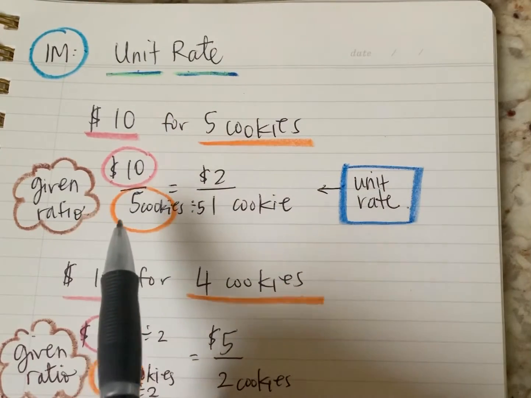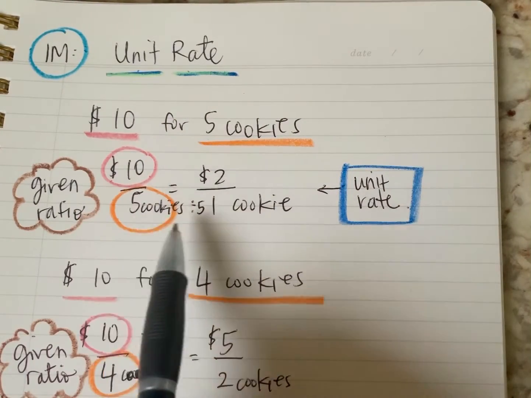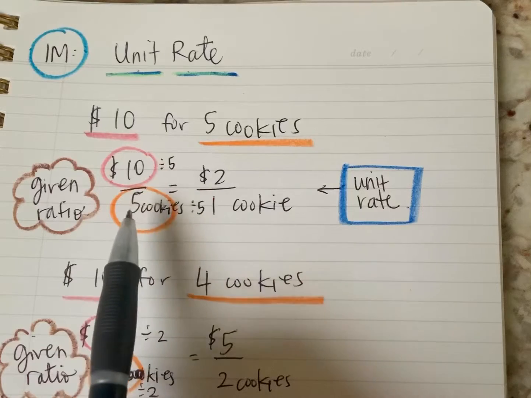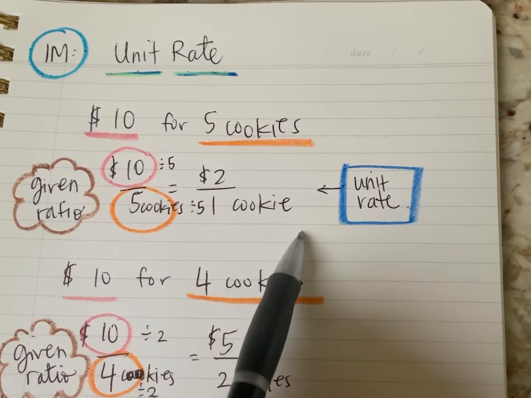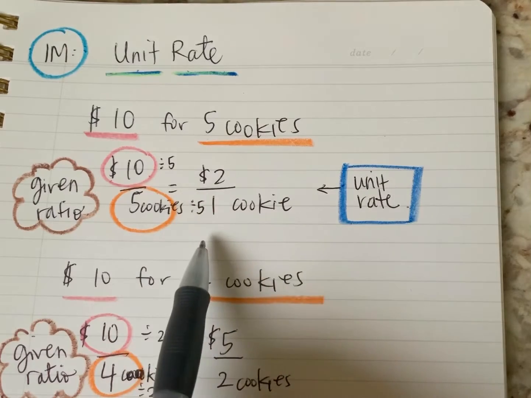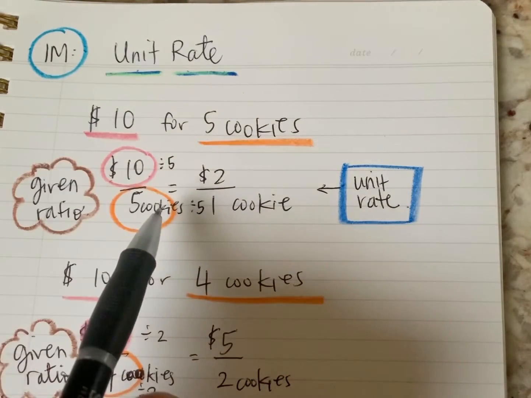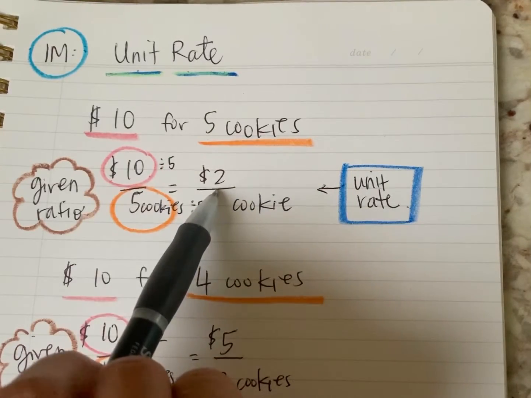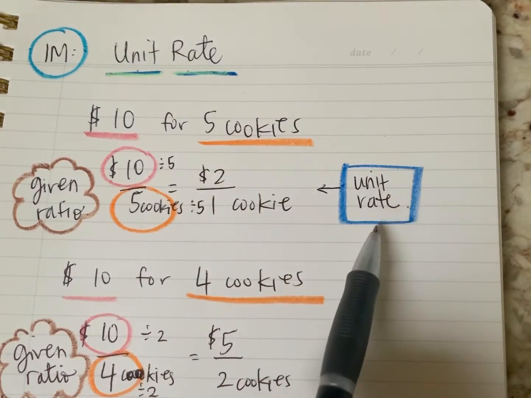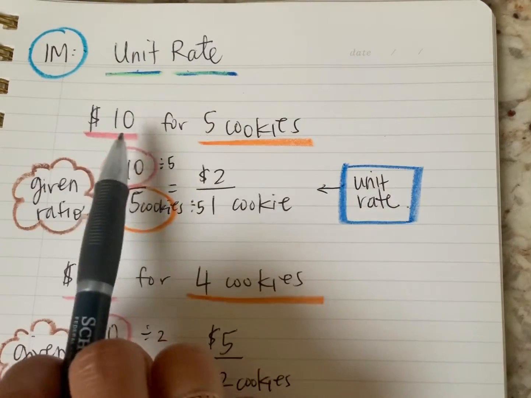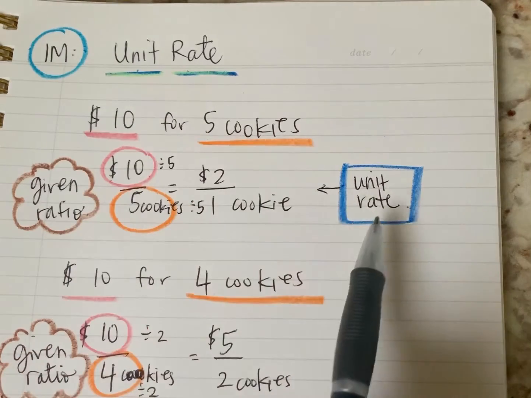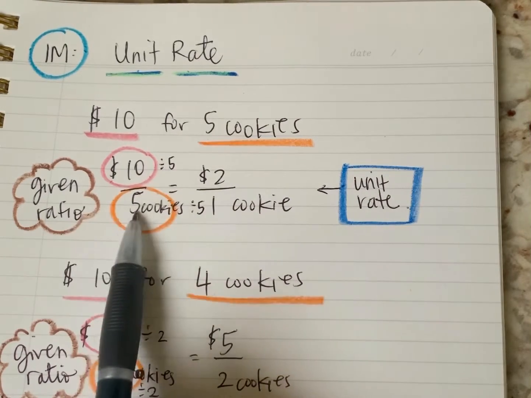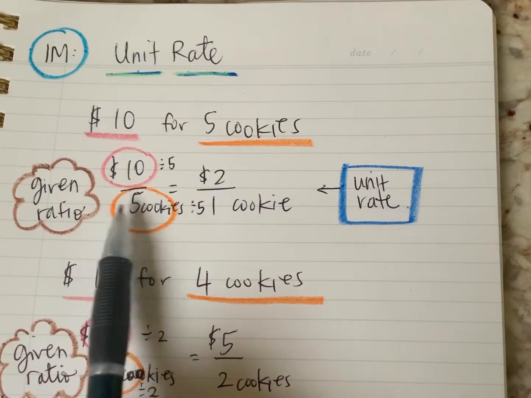And just like when we simplify fractions, you're going to divide the bottom and also the top by that common factor. See, so 5 cookies divided by 5 is going to be 1 cookie. We know that 1 cookie is what we're looking for. That's the 1 unit. And if we do the same as we did to the bottom to the top, it's going to be 10 divided by 5, and it's going to be $2. So the unit rate for this right here, $10 for 5 cookies, is going to be $2 for 1 cookie. We found the unit rate for this given ratio. Now, that was really easy, right?